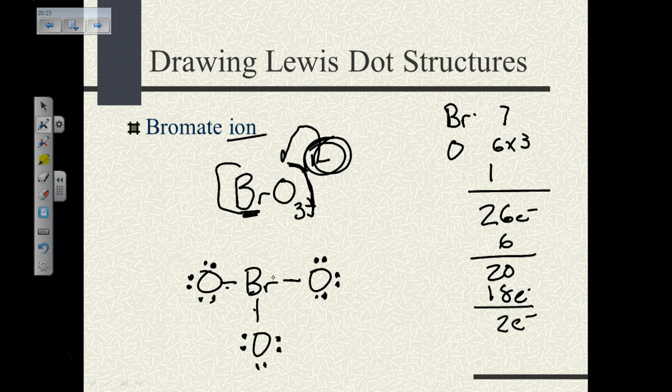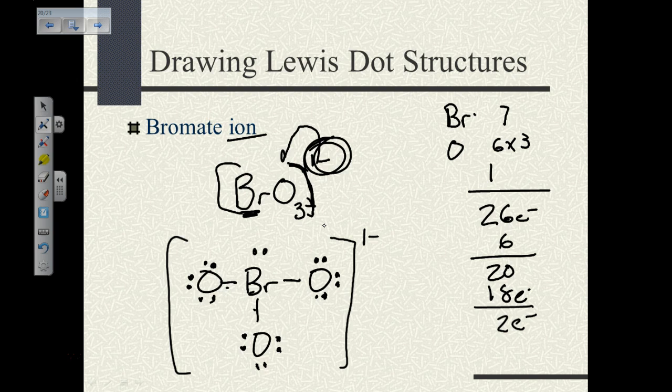And now we make a decision. Those 2 extra electrons go around the central atom. 1, 2. Does the central atom have 8 electrons? Does it have a full valence? 2, 4, 6, 8. Yes, it does. So everything's good. We don't have to make multiple bonds. Now there's one last thing that we have to do, which is put this in brackets and put the 1 minus charge, indicating that we had to gain an electron.